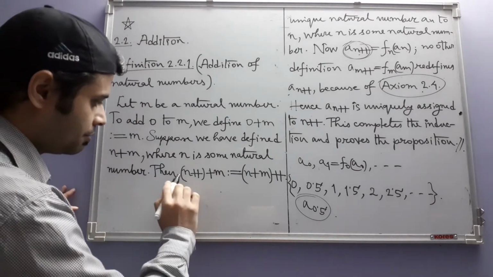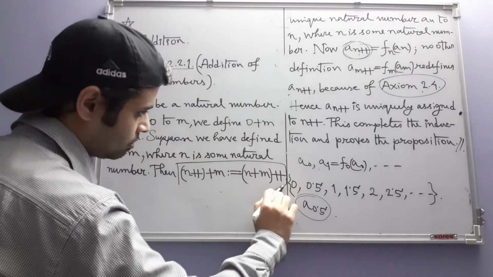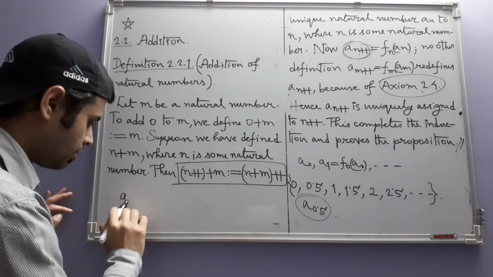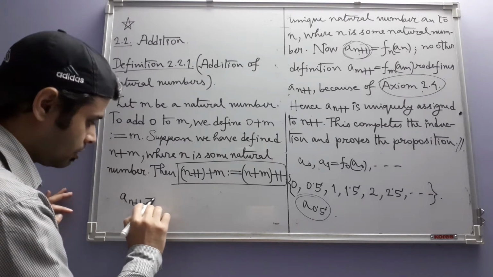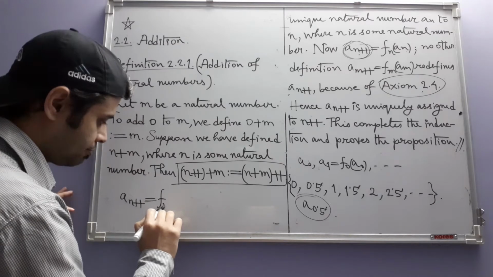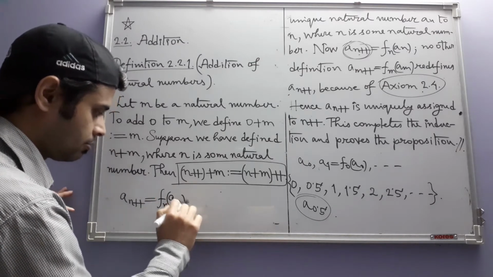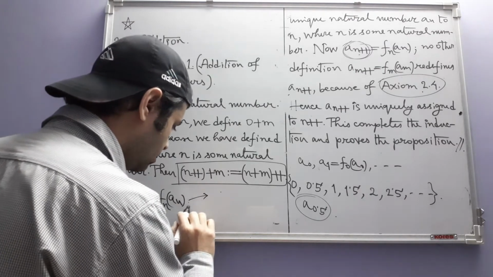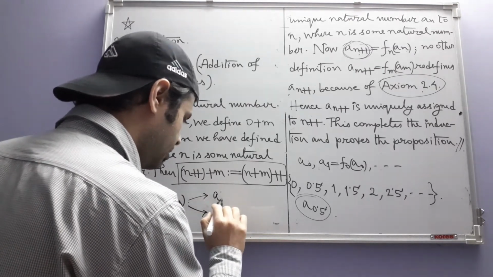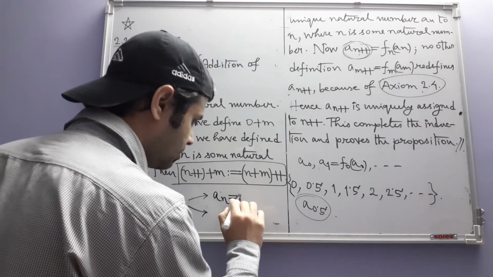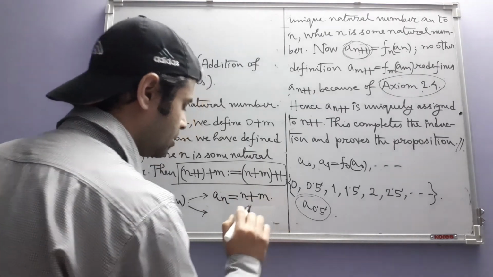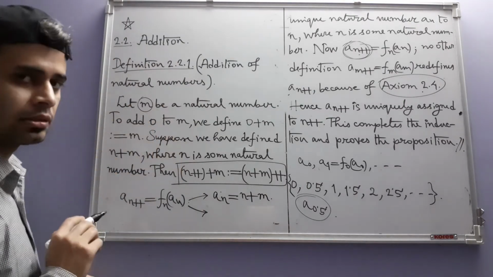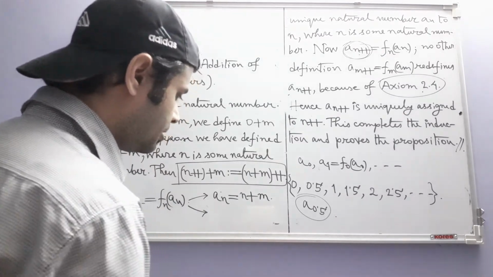So if you look at this and compare this with A(n++) = Fn(An), then we get these things. An actually has to be equal to N + M. Remember, M has been chosen by us. M is arbitrary but fixed. M is not changing. We are changing N.